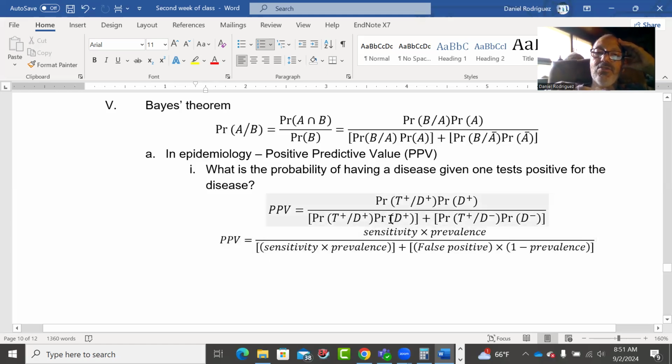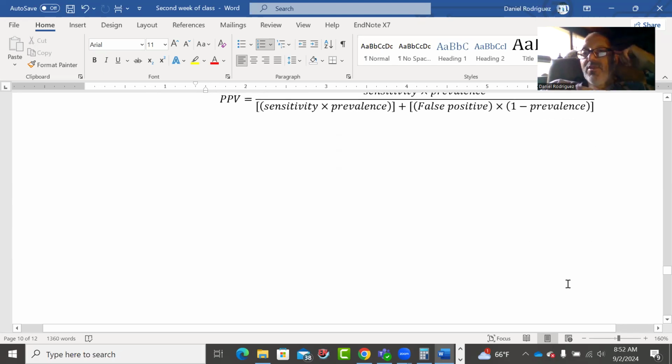The denominator is the total probability of testing positive. So this again is sensitivity and this is prevalence. So this first element here is always equal to the numerator. And the second element, well, we have the probability of testing positive given one is disease negative. That's called a false positive. And we learned earlier that's 1 minus the specificity. And then we have the probability of being disease negative. Well, that's 1 minus the prevalence. So those are all easy to calculate. You keep track of everything.